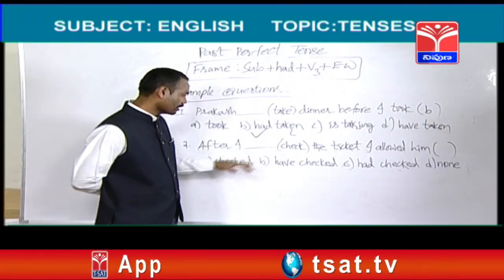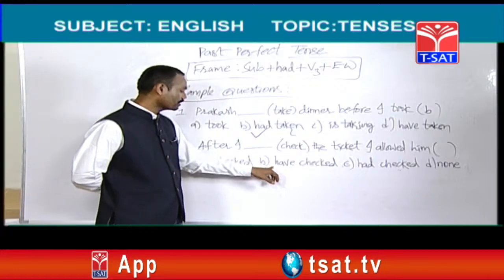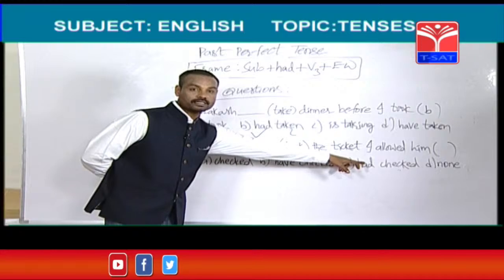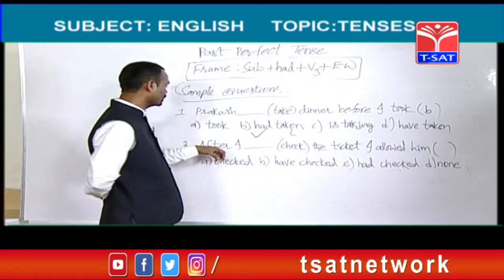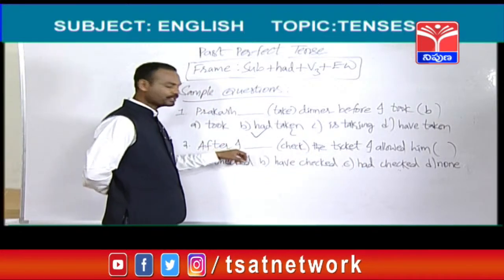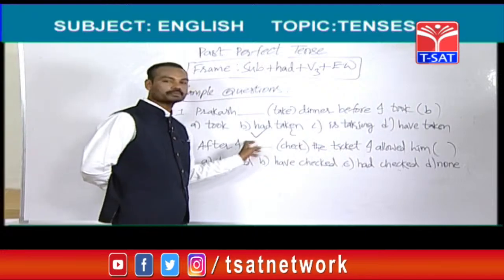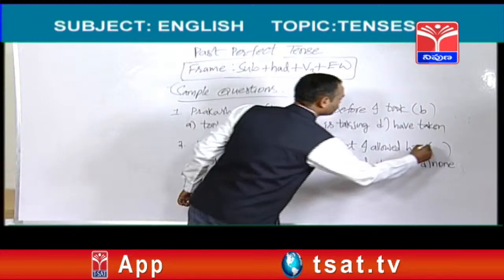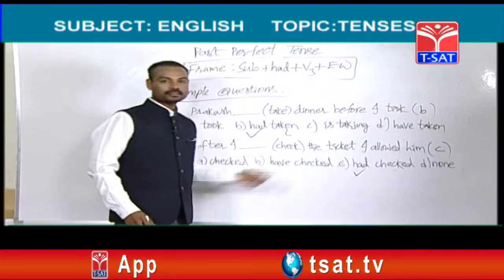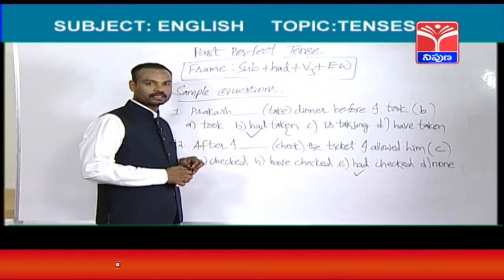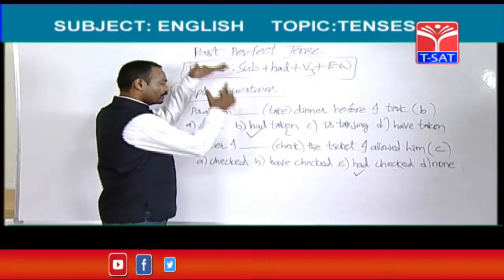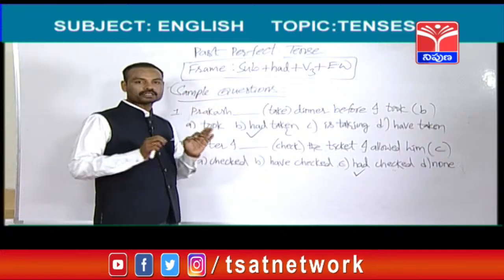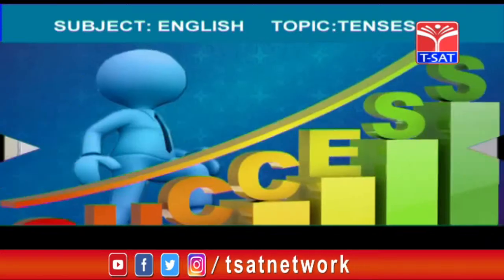Option A, let's see the answers. Option A, checked. Option B, have checked. Option C, had checked. Yes, this is the answer. Whatever the subject is, for any subject, that is the only answer, whether it is a singular subject or plural subject. So the answer is C. So friends, like this, questions will be given from past perfect tense. These are the two most important sample questions of past perfect tense.